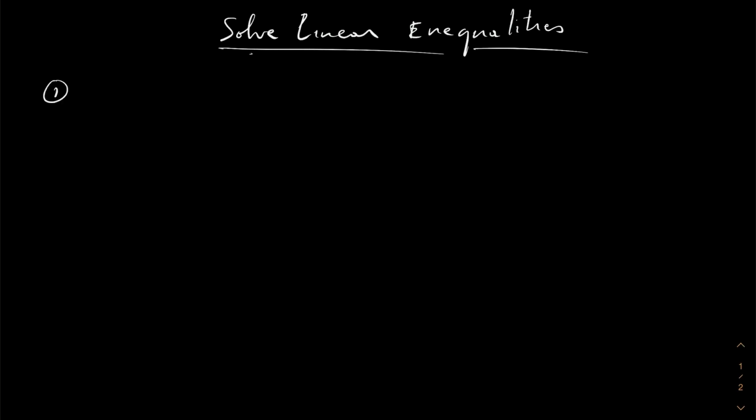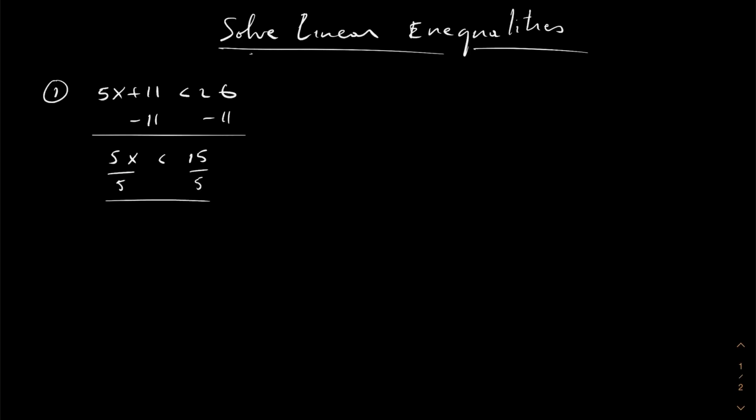Here I'm going to give you 5x plus 11 less than 26. So you're going to solve this the same way you solve equalities. You're just going to go ahead and isolate the variable x. To do that, the first thing you need to do is do minus 11 on both sides, and so you're going to get 5x less than 15, because 15 is 26 minus 11. Next thing you do here is just divide by 5 on both sides, and you get yourself an x less than 3. And that's going to be your answer for this first example.